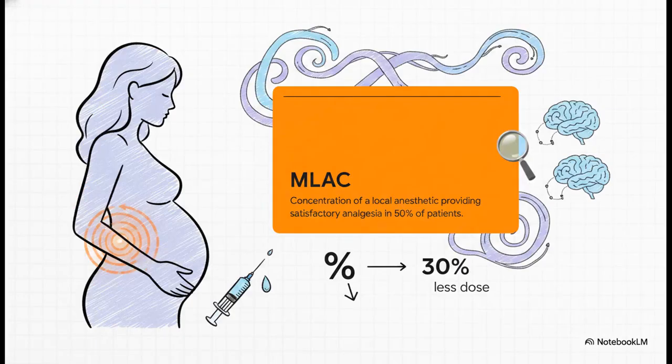And hey, it's not just general anesthetics either. Parturients also show this enhanced sensitivity to local anesthetics, meaning they require up to 30% less dose for regional blocks. We measure this using MLAC, the minimum local analgesic concentration. Basically, that's the concentration of a local anesthetic providing satisfactory analgesia in 50% of patients. Thanks to hormonal mediation and the engorgement of the epidural venous plexus, your standard epidural doses are going to go a lot further in a pregnant patient.